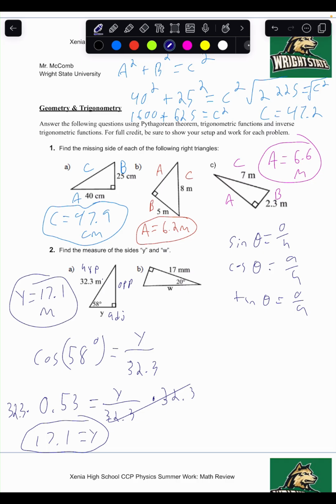All right, same idea with b. We're going to do the same thing again. Let's do this one in green. Okay, so I've got my angle here. I've got my two short sides, and I've got my hypotenuse. This long diagonal one is my hypotenuse. It's across from the right angle.